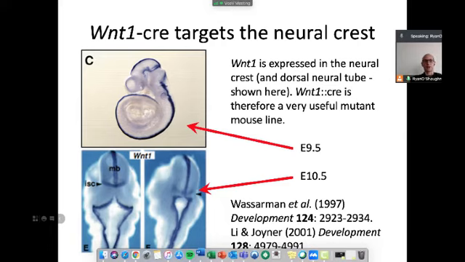And we already showed that Wnt1 targets the neural crest. So this is a marker of the neural crest and also the dorsal neural tube. So you can use a Wnt1 Cre, where it's expressed as a reporter gene under the control of that Cre. You can use Cre to activate the reporter. And we can see here that there's expression in the neural crest along the whole length of the organism.